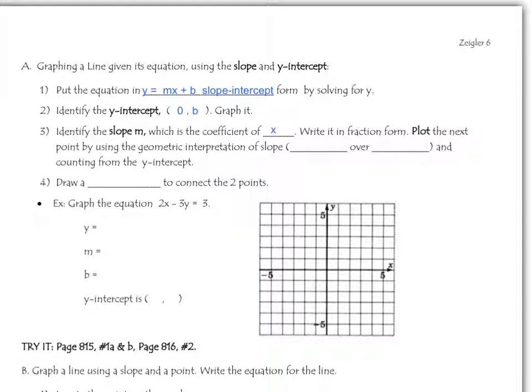Now to graph it, you write the slope in fraction form. So if your line is y equals 3x plus 7, then instead of the slope being 3, for the purposes of graphing it, you write it as 3 over 1. The reason you do that is because you need rise over run. You need to know how far to move up the y-axis and how far to run over on the x-axis. So 3 tells you how far to move up, and then 1 tells you how far to move over.